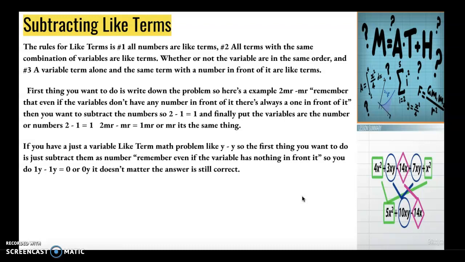If you have just a variable like term math problem like y minus y, the first thing you want to do is just subtract the numbers. Remember, even if the variable has nothing in front of it, there is a 1. So you would do 1y minus 1y equals 0 or 0y. It doesn't matter. The answer will still be correct.